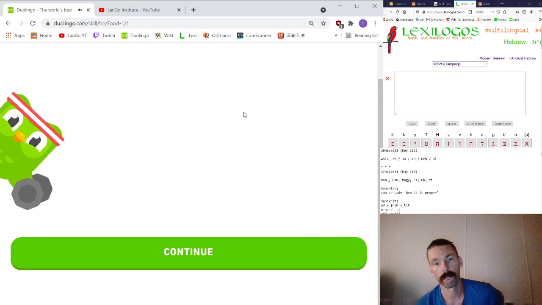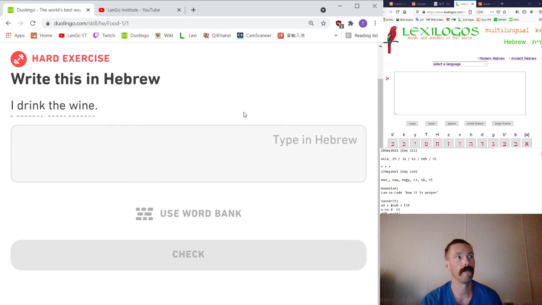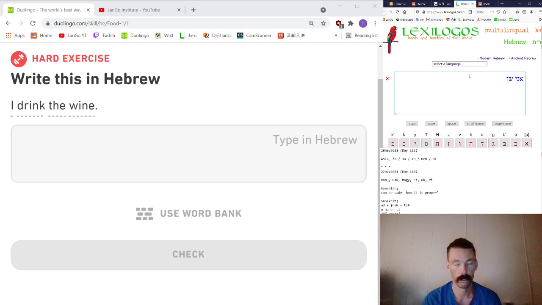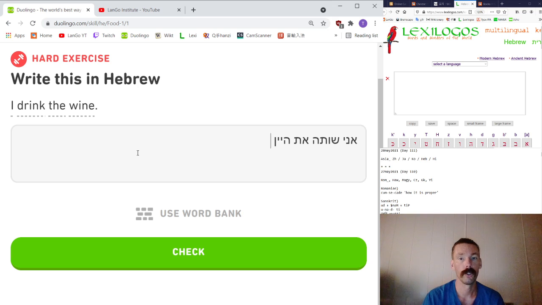I drink the wine. Ani shote et hayain. Not sure about the form. Oh, it's going to be shote. Shotaha. Ani. I-N-I. Shote. So I can put C for sheen, U, and then an H. It's going to be A-T. Ha. Yain. And space, because we need the final shape of the noon letter. Ani shote et hayain.